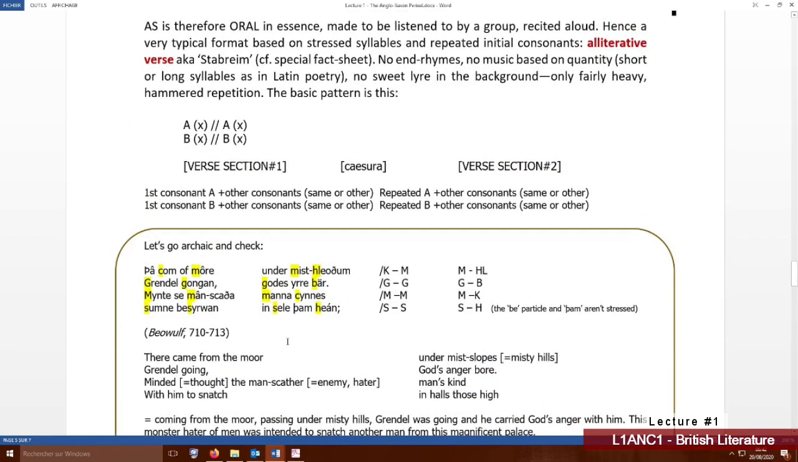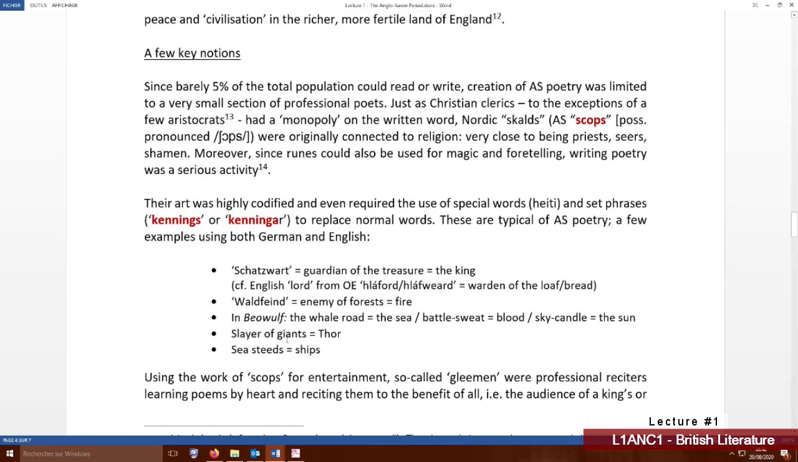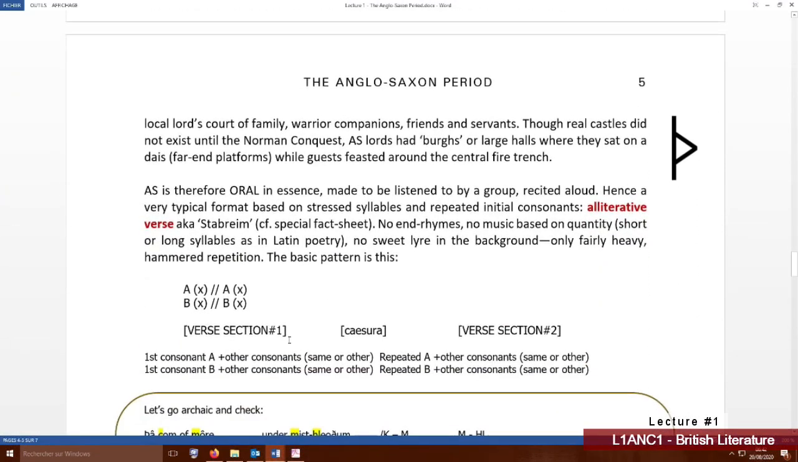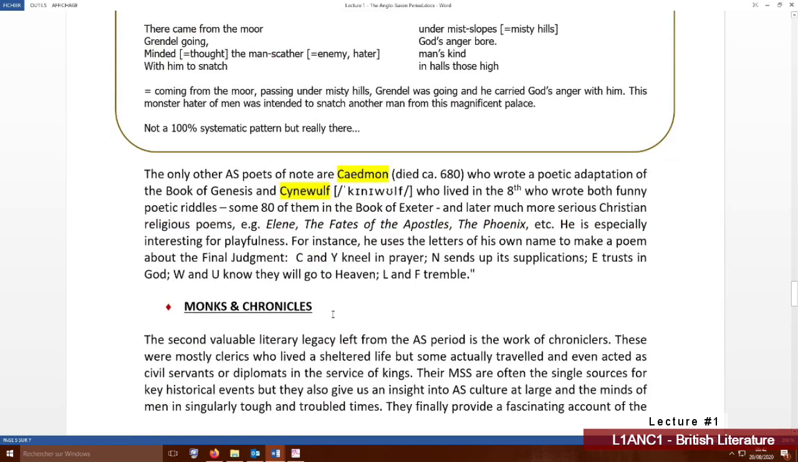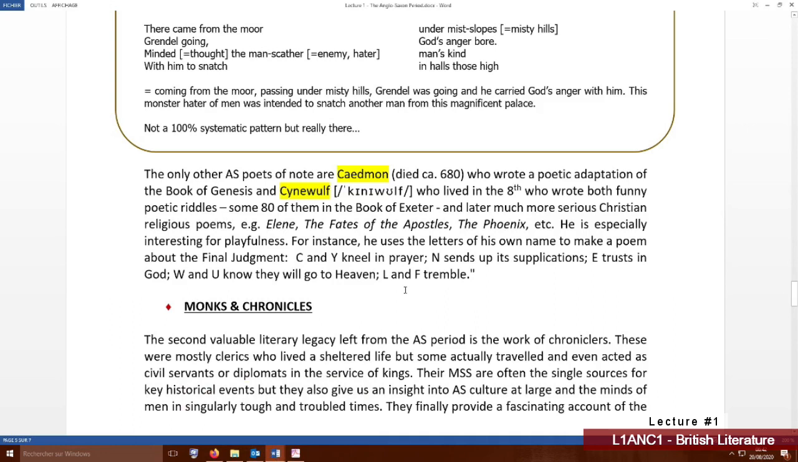Okay, so try to memorize this. The use of kennings, or kenningar, special words, replacement set phrases, like "the whale road" for the sea, and alliterative verse. What is alliterative verse? You must be able to define that and explain that. Beowulf, I said you should read it, but of course it's not necessarily going to be too pleasant for you. We'll have a look at an excerpt in a moment.